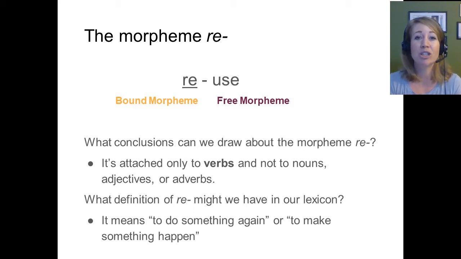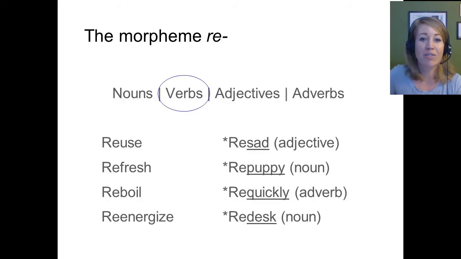So what conclusions can we draw about re? Well, it can only attach to verbs, not to nouns, adverbs, or adjectives. And what definition might we have for re in our head? It means to do something again, to make something happen, right? So to reuse means to use something again. So we do have a definition for it in our head, even though it's not on its own a full word. Okay, even though the morpheme re is not a full word, it does have meaning. It is a morpheme. So the morpheme re, as I just said, can only attach to verbs.